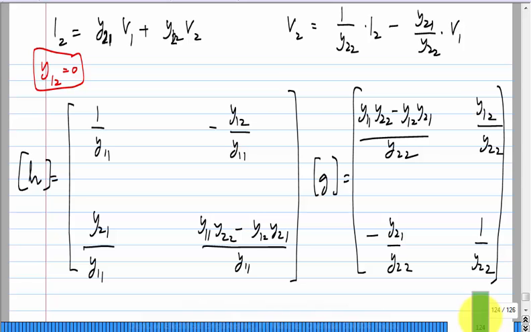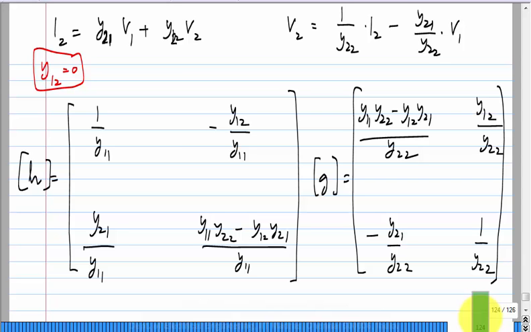Yeah, basically that means that the circuit is unilateral. The control flows only in one direction. If you connect something to port 1, it affects port 2. But whatever is on the port 2 side will not affect port 1.